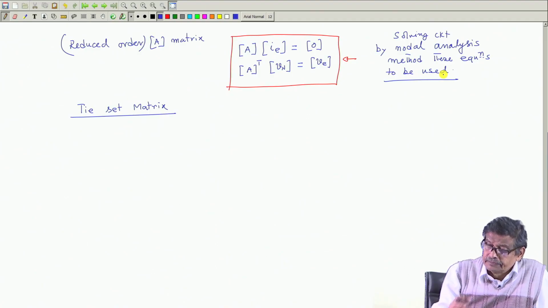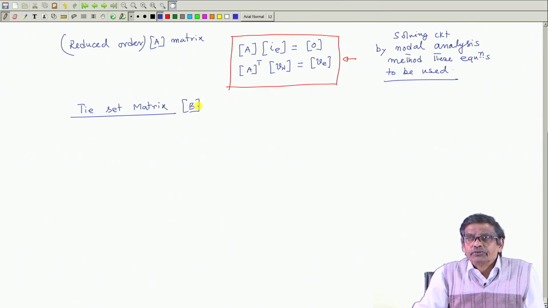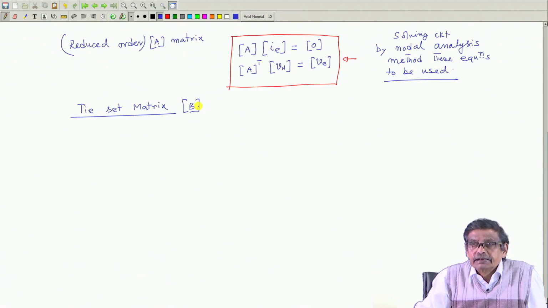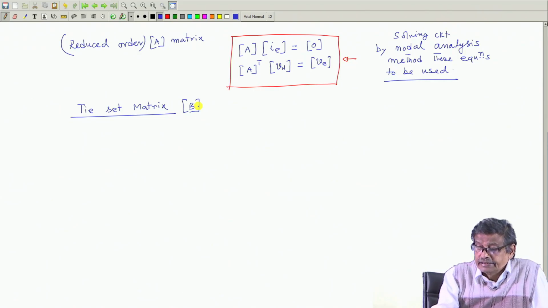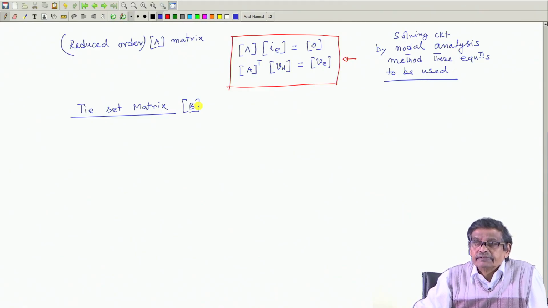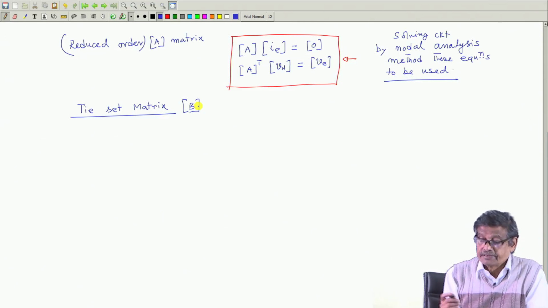Now, tie set matrix is B matrix. First, the last thing, I know another method of solving a circuit. What is it? Loop method. Write down KVL at different loops of a circuit and try to solve for the loop currents and then the element currents. We know that. Therefore, in tie set matrix B, which I am going to discuss now, we will also yield two equations like this. Let us see first of all what this tie set matrix means.